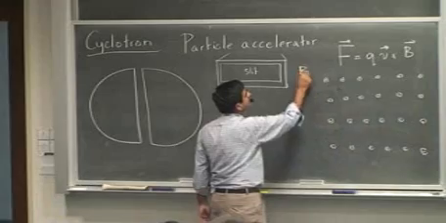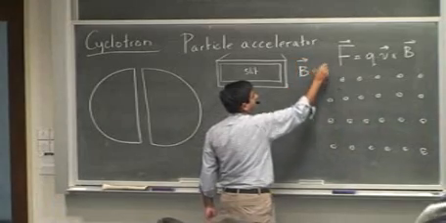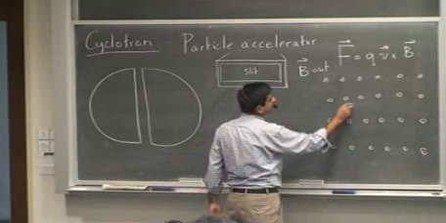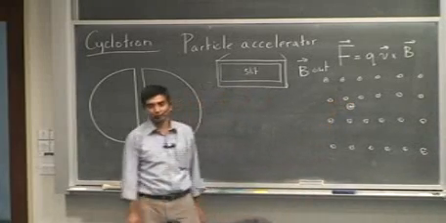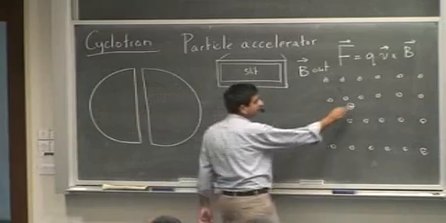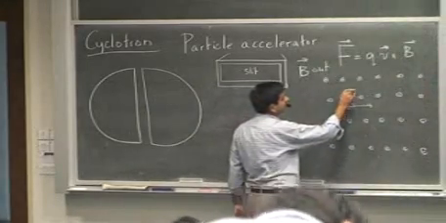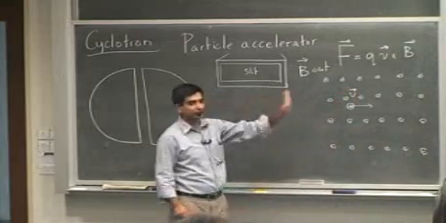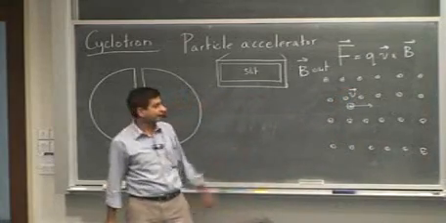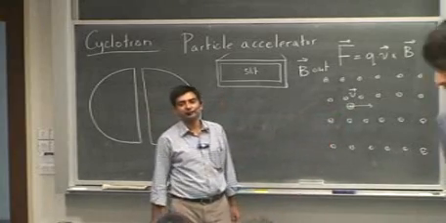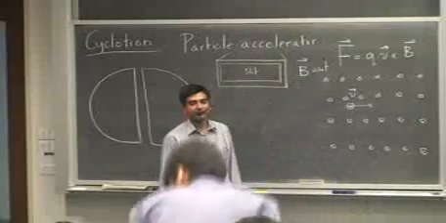So B is out of the paper and I have a positively charged particle such as a proton that is moving with a velocity to the right at some instant. The velocity is v vector and it's moving towards the right. Now a force is going to act on this particle at this particular instant. What's the direction of the force? Upwards or downwards?